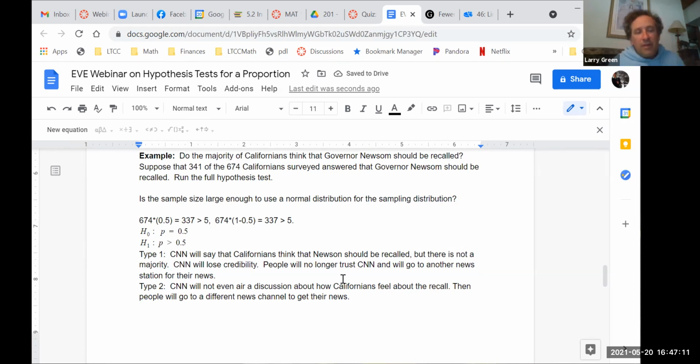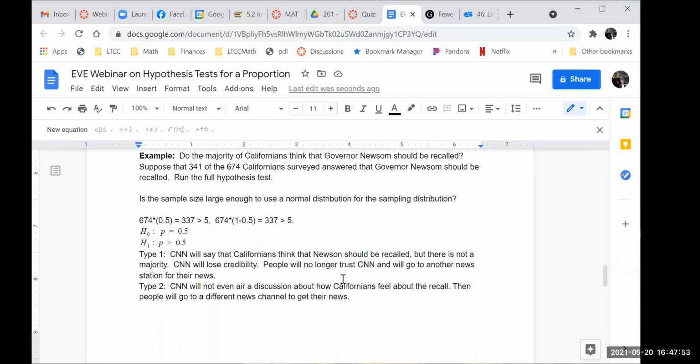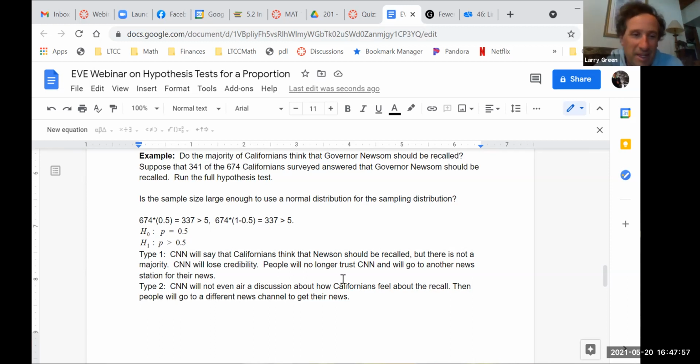Which is worse? Is type 1 worse? Is type 2 worse? Or are they about the same? What do you think? Say they're about the same. Yeah, they're similar. They're like the same outcome in the end. The reason for people not watching CNN is different, but they're both bad for CNN.